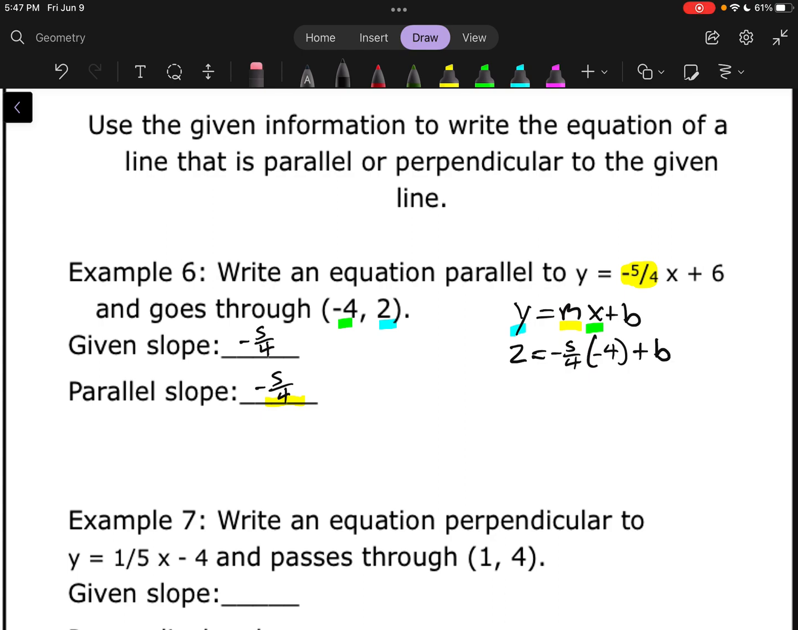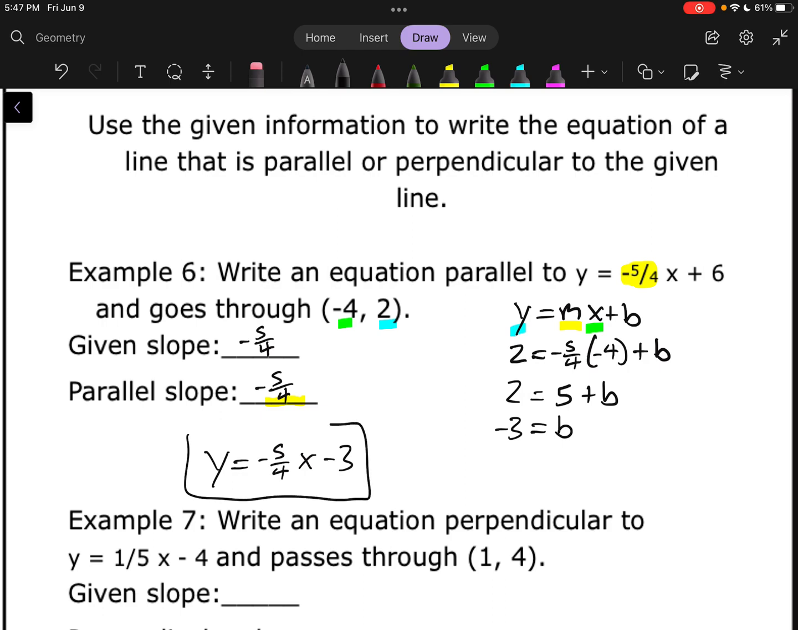Okay, now let's multiply the slope times the x value. So negative 5 over 4 times negative 4 is just 5. Let's subtract that 5 then from both sides. 2 minus 5 is negative 3 is equal to b. So my final equation here will be y equals negative 5 over 4x minus 3. So you figure out your slope, plug that in along with your x and your y to figure out your b. And then, once you've got your m and your b, you just write your equation.